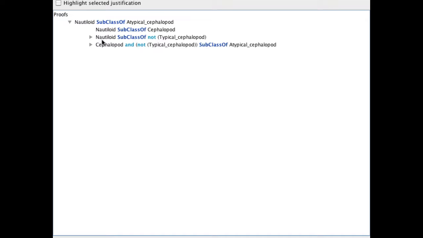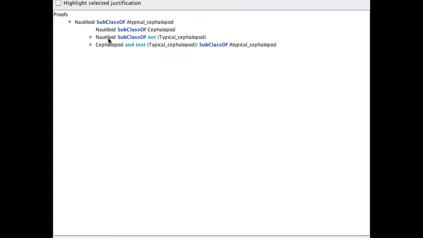The first one is Nautiloid subclass of not typical cephalopod. And anything that's a cephalopod and is not a typical cephalopod is a subclass of atypical cephalopod. So these three axioms are the justification for Nautiloid subclass of atypical cephalopod.